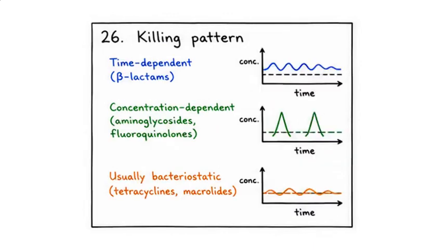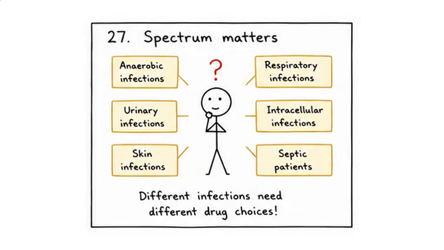Second, killing pattern matters. Some drugs are time-dependent, like beta-lactams. Some are concentration-dependent, like aminoglycosides and fluoroquinolones. Some are usually bacteriostatic, like tetracyclines and macrolides, while others are bactericidal. Third, spectrum matters. Anaerobic infections, urinary infections, respiratory infections, intracellular infections, skin infections, and septic patients may all require different thinking. You should not use the same favorite antibiotic for everything.